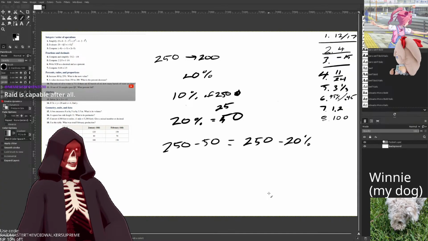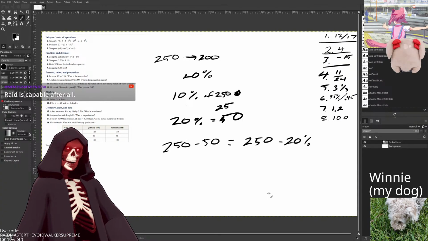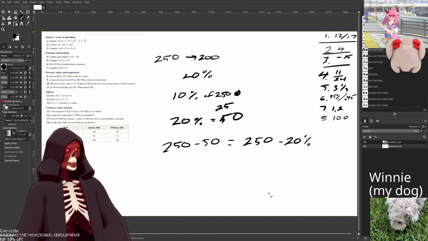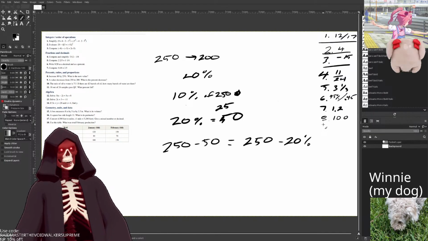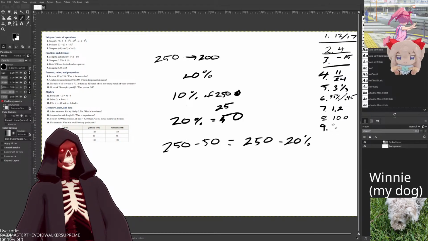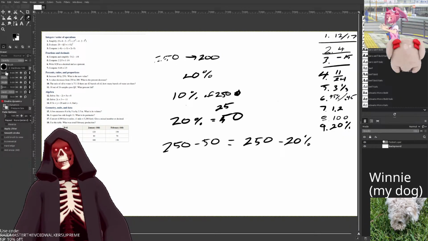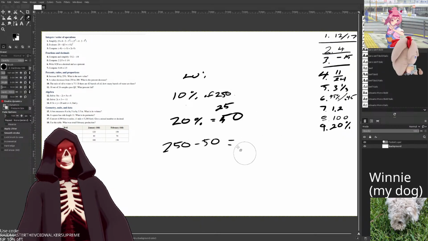Capable after all. You know, for as much as my lack of legibility when it comes to words, my math skills are actually not absolutely dog shit. So 9 is equal to 20%. That is something I happen to be alright at.